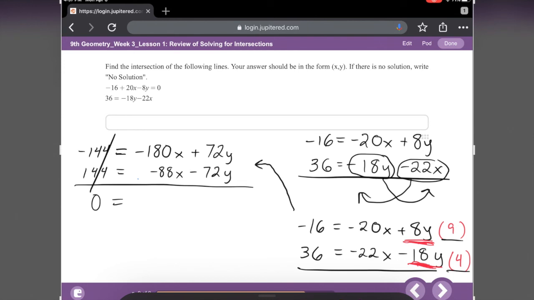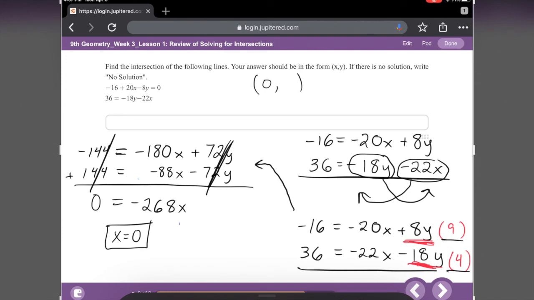And we have negative 80x plus negative 88x. So that ends up being, what, negative 268x, I guess. Okay, and then, of course, 72y plus negative 72y ends up being 0y. So those cancel out. So anyway, we get x equals 0. Because we can divide both sides by negative 268. Okay, so our intersection point is 0, comma something.